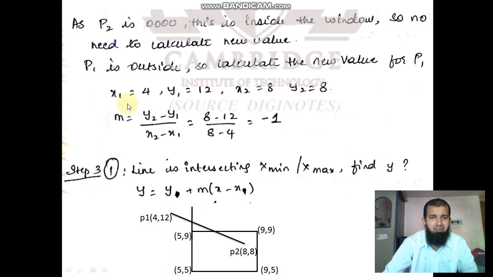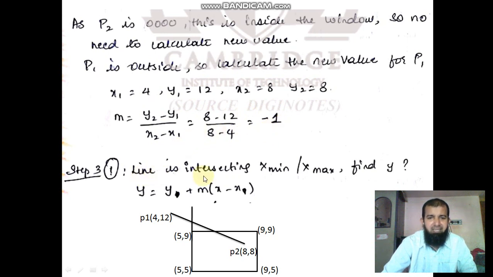So what is given here? X1 is 4; this is X1, Y1, X2, Y2. What is m? M is equal to Y2 minus Y1 divided by X2 minus X1. Y2 minus Y1 is 8 minus 12, which is minus 4. X2 minus X1 is 8 minus 4, which is plus 4. Minus 4 divided by plus 4, you get minus 1.